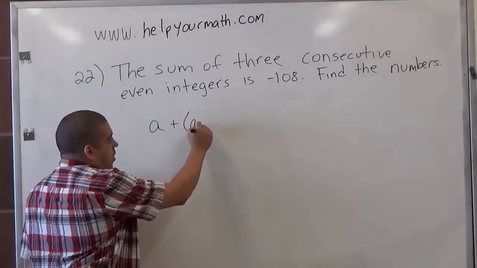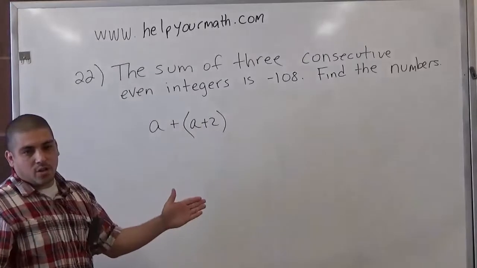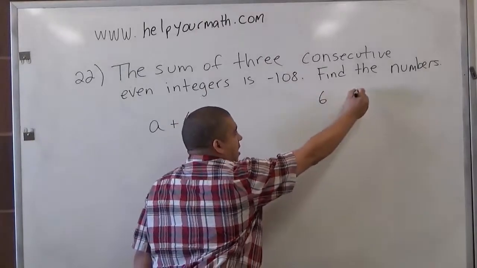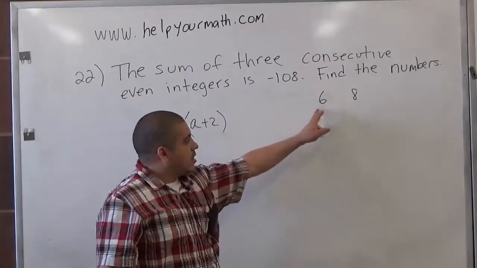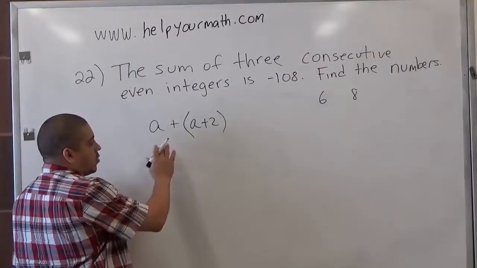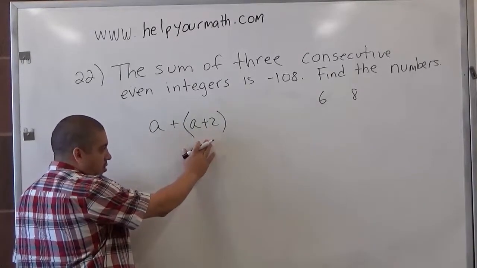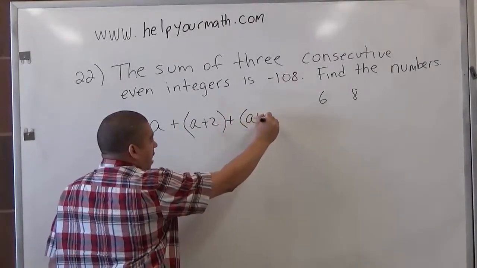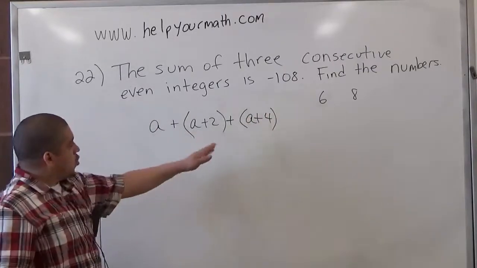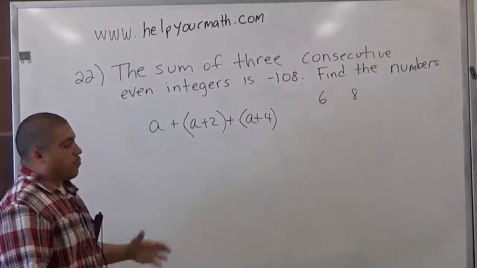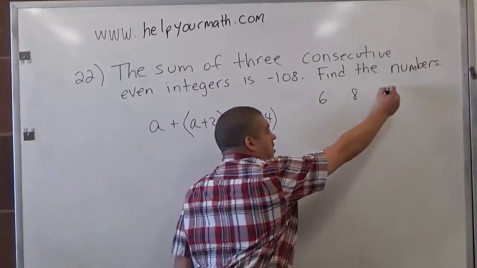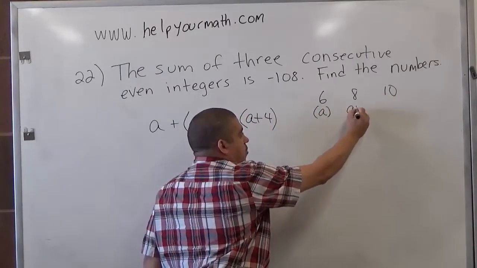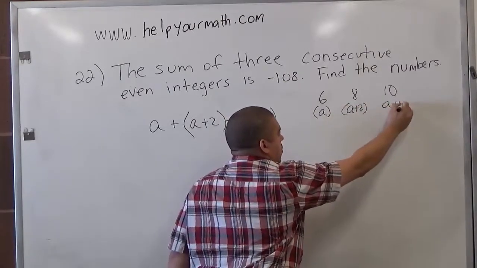Now the next number is going to be A plus 2, because the difference between one even integer and another even integer is 2. For example, the difference between 6 and 8, two consecutive even integers, is 2. And if we wanted to find the third even integer, we would have to add 2 more to this one, which gives you A plus 4. For example, if the three even integers are 6, 8, and 10, this would be your A, this would be your A plus 2, and this would be your A plus 4.